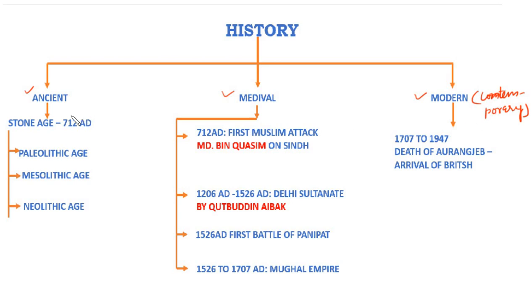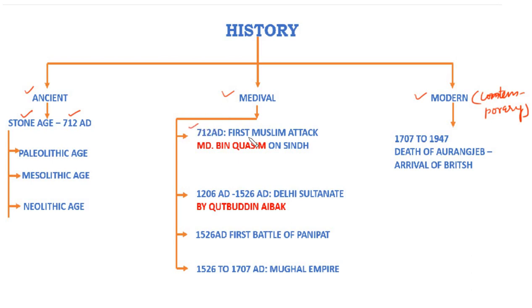Now, ancient history is divided between Stone Age to 712 AD. Stone Age was the time when there were only stones on the earth, right? From there up to 712 AD is the ancient history. After 712 AD, we take medieval history. So why? What happened at 712 AD? And we started to take it as medieval history. So what happened in 712 AD?